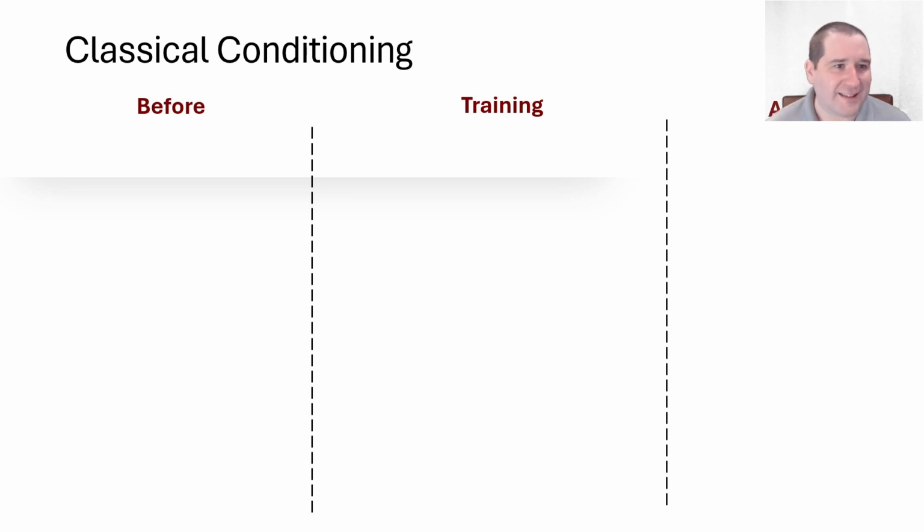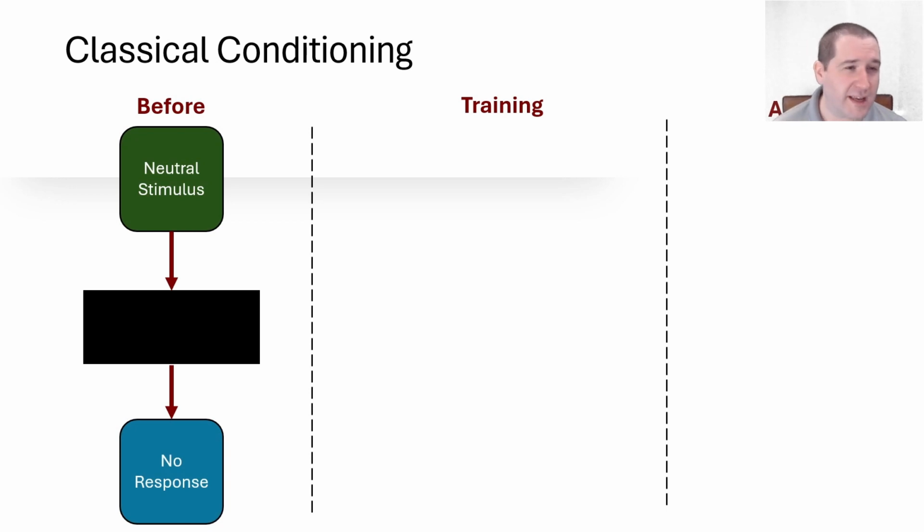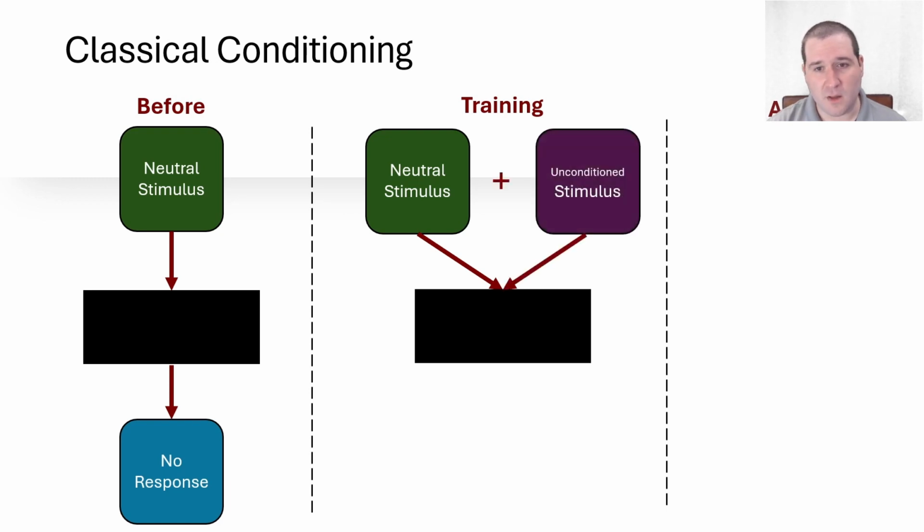Now, what is classical conditioning? Classical conditioning is the idea that if we present a neutral stimulus that normally gets no response, but we pair that, so we train the subject and we pair a neutral stimulus that normally doesn't get a response with an unconditioned stimulus, something that does get a reaction.